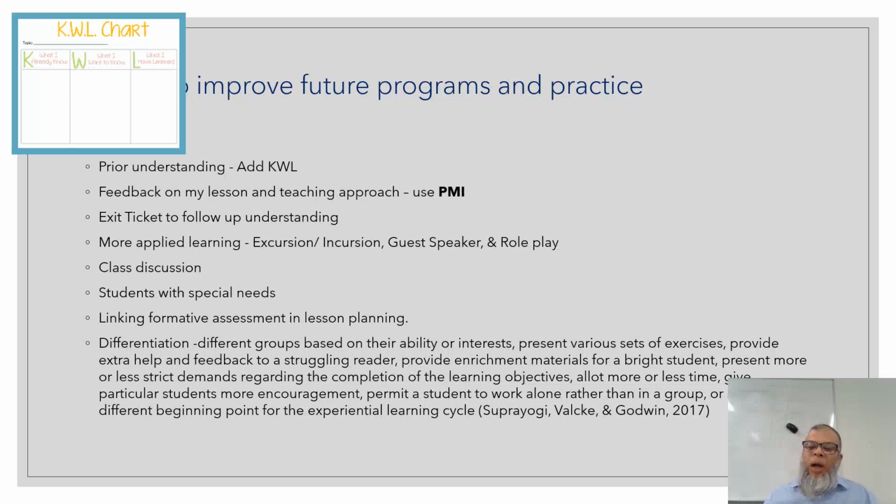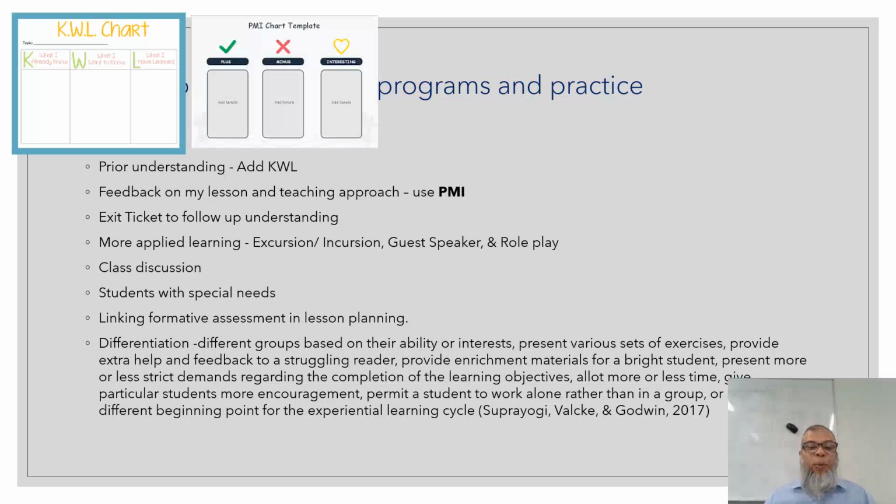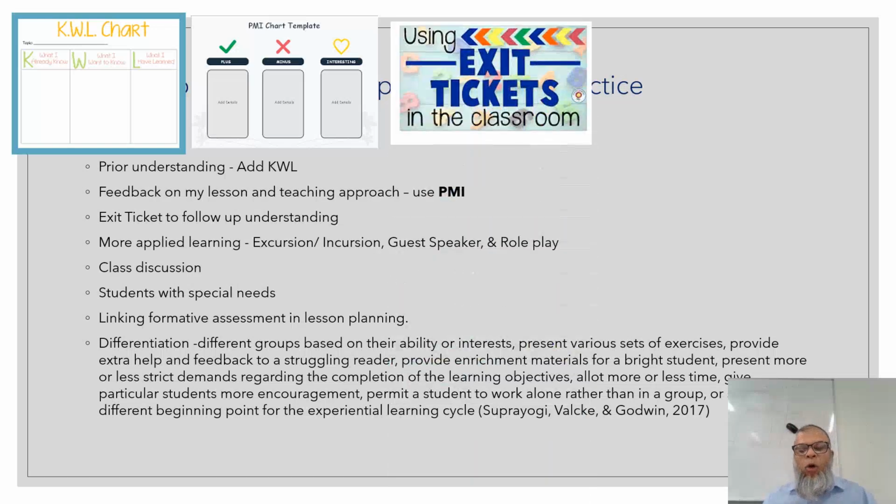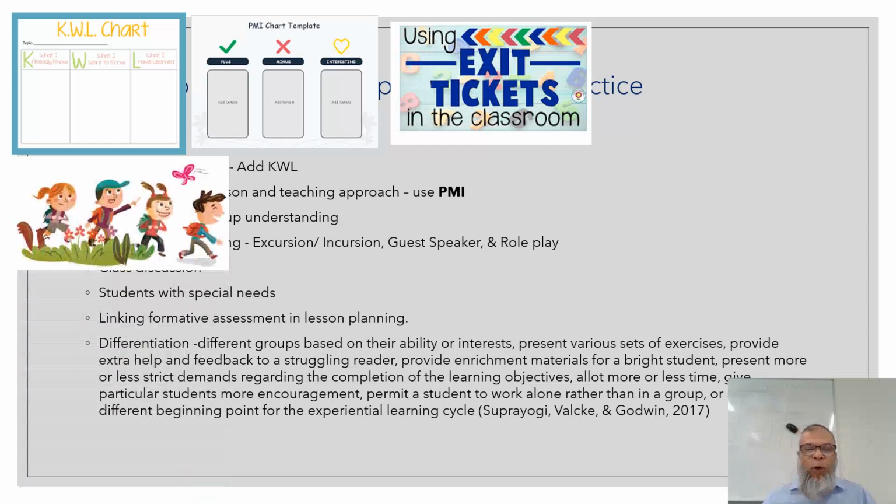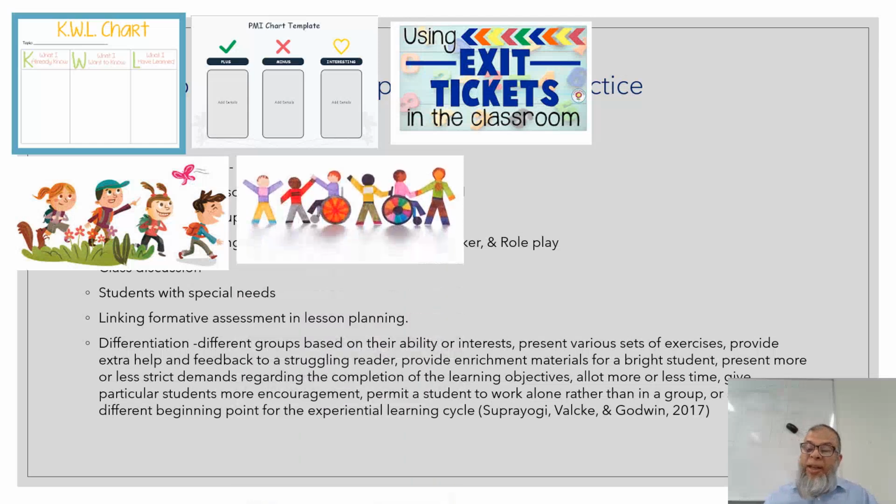Also, I need some tools to get feedback on my lessons and teaching approach. I can use a PMI chart, like plus, minus, interesting. And at the end, I need an exit ticket to understand how the intended learning outcome has been achieved. Okay, applied learning, yes, I need to include more. For example, incursions, excursions, where you go there. Students with special needs need to be catered for. I'm not sure how to do that because I haven't done any course on it, but I hope to get something in my future semesters. It is important to link formative assessment into the lesson plan.